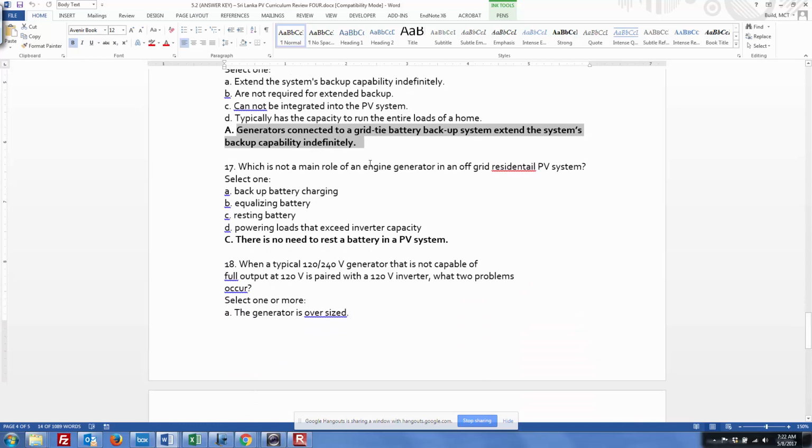Which is not the main role of an engine generator for an off-grid residential PV system? And the answer is C. So batteries do not have to rest. The batteries are always on, either charging or discharging. They like to be used.